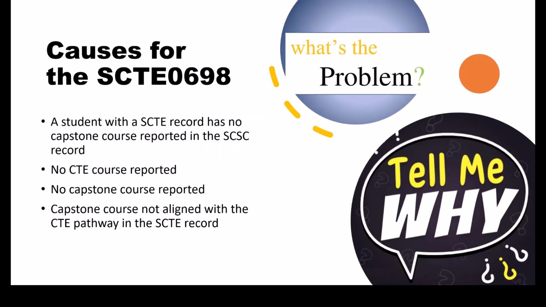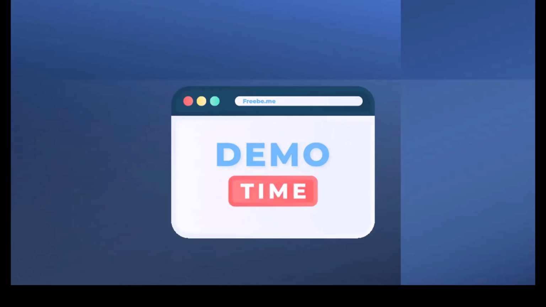So what are the causes for the SCTE0698 error? Well, you're going to have a student with a SCTE record that has no capstone course reported in the SCSE record, right? And the three different types of scenarios are: there's no CTE course reported at all, there's no capstone course reported among the CTE courses reported, or the capstone course reported doesn't align with the CTE pathway in the SCTE record. Those are the three different flavors of scenarios for the SCTE0698. So now let's watch a demonstration.